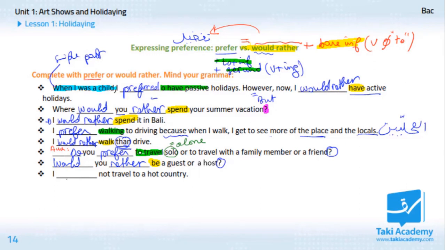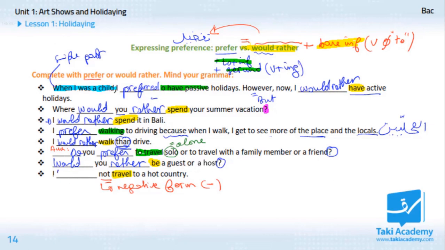Okay? And finally I have, I not travel to a hot country. And here I have the negative form. This is the negative form. So I added not. We need to just ignore not, don't let it interfere, and we look at the following verb, which is travel. It's in the bare infinitive. So we can write, I would rather not travel to a hot country.